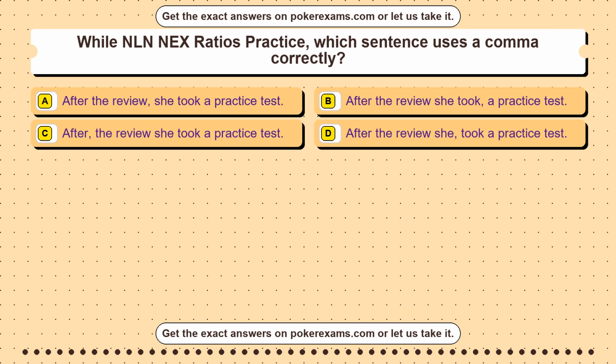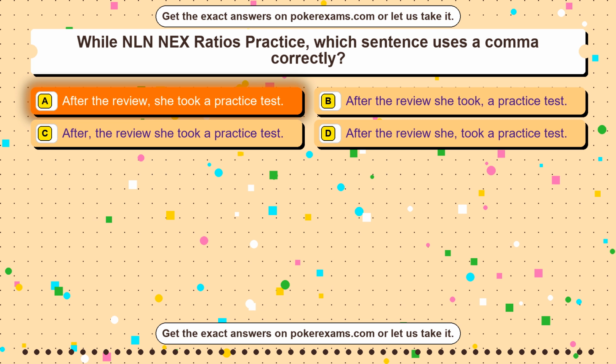Question 37. While GED Prep 2026, which value equals 3x when x equals 7? Option A, 10. Option B, 21. Option C, 37. Option D, 73. The correct answer is option A.